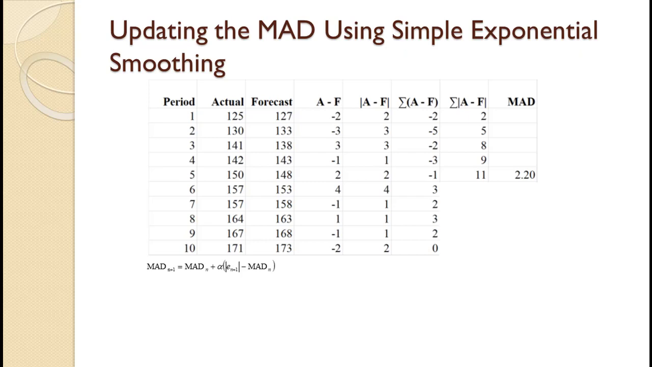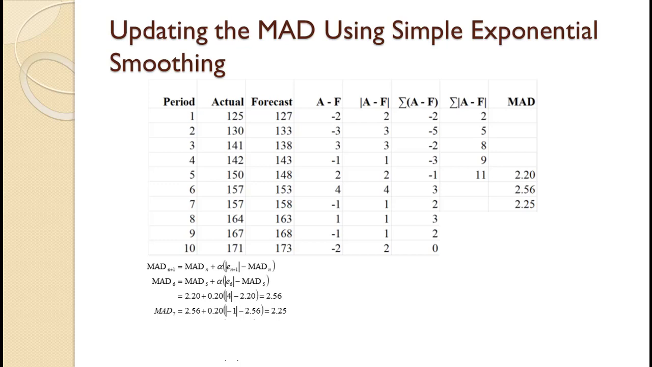We have the totals for the remaining periods updated and the MAD for period 5. We are now ready to update the MAD for periods 6 through 10 using the formula shown on the slide. For period 6, the updated MAD equals 2.20 plus 0.20 times the quantity, the absolute value of 4 minus 2.20. That equals 2.56. For period 7, the updated MAD equals 2.56 plus 0.20 times the quantity, the absolute value of negative 1 minus 2.56. That equals 2.25.